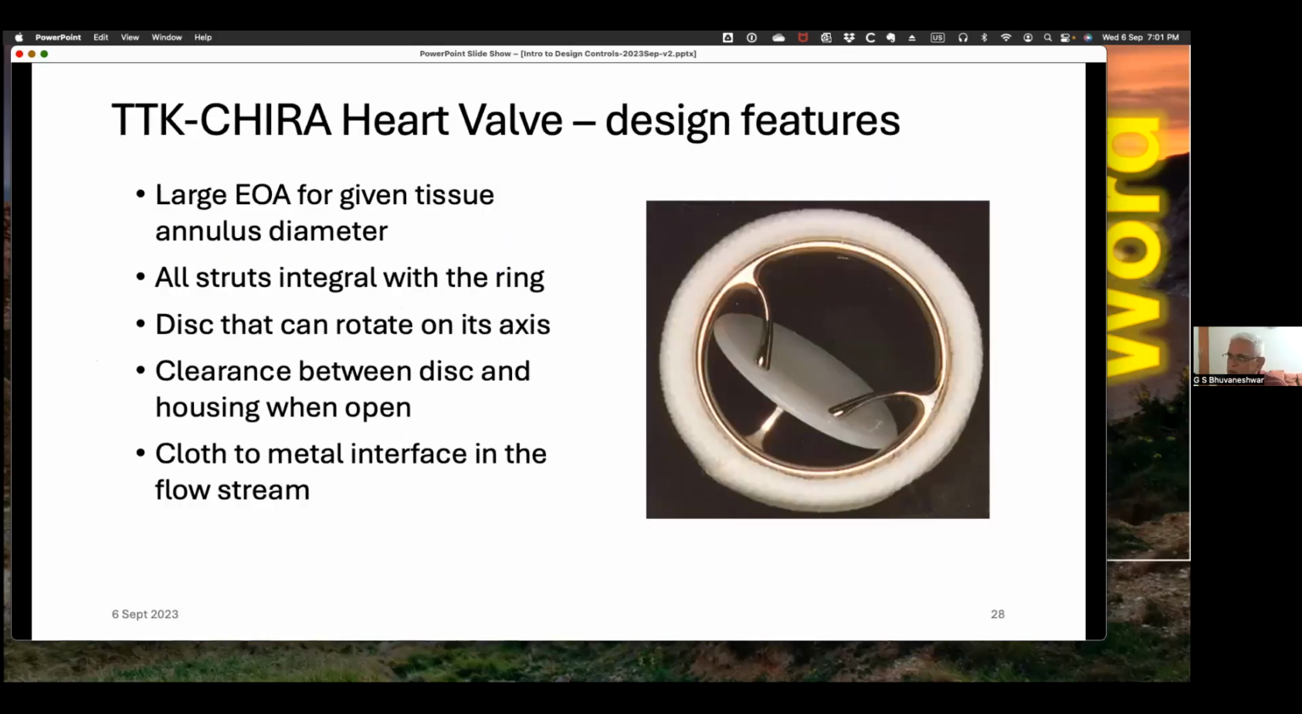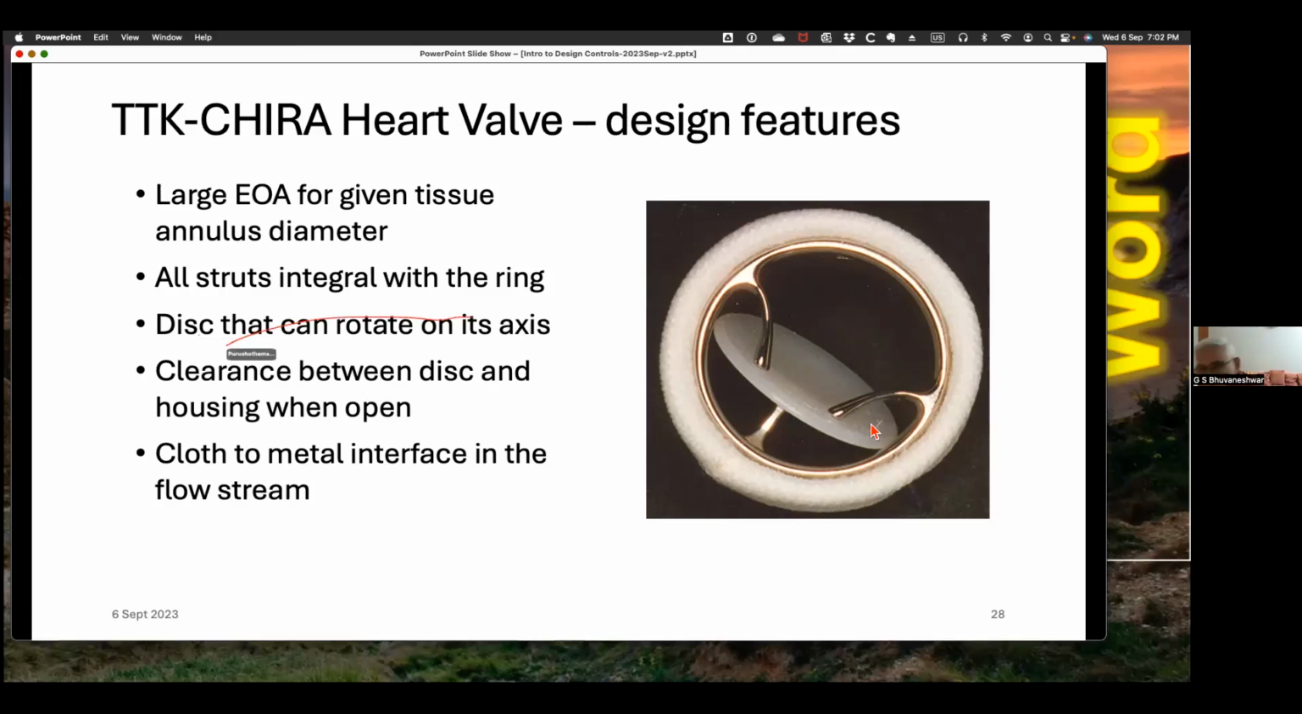So I just wanted to give you a case study of our Chitra valve. These were the design features we originally identified. We wanted a large effective orifice area to ensure that the flow resistance will be minimal when the valve opens for forward flow. We have the struts integrated in the ring so that we don't have the failure of welded joints. Then we wanted the disc to rotate so that the wear is distributed. The problem with heart valves is, our heart beats 1 lakh times a day, 100,000 times a day. In a year, it goes through 38 million cycles.